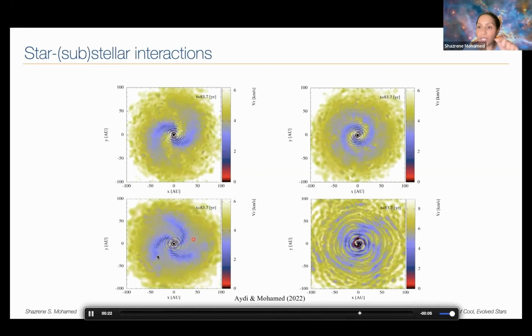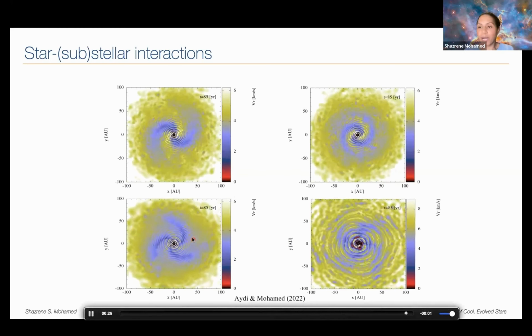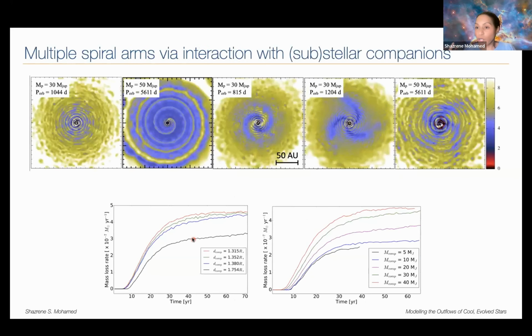Even 3-arm spirals if you get 3 interactions, and even 4-arm spirals. So you can get multiple spiral arms from these structures. Of course, if you have no resonance, you can get 0. If you have a very wide binary, you can get a single spiral, 2, 3, 4. So it's a very rich type of morphology that you can get by varying companion mass.